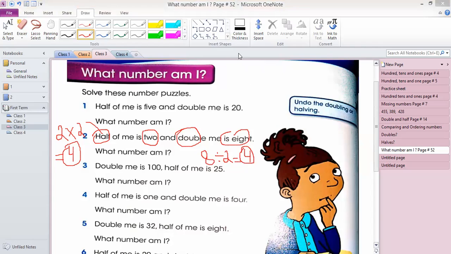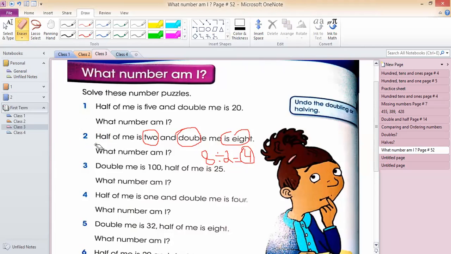Yes, sir. Very good. Now take out your notebooks, please. On the top of the page, write the heading: What number am I? And then we will start our work. I'm going to share a new screen with you.